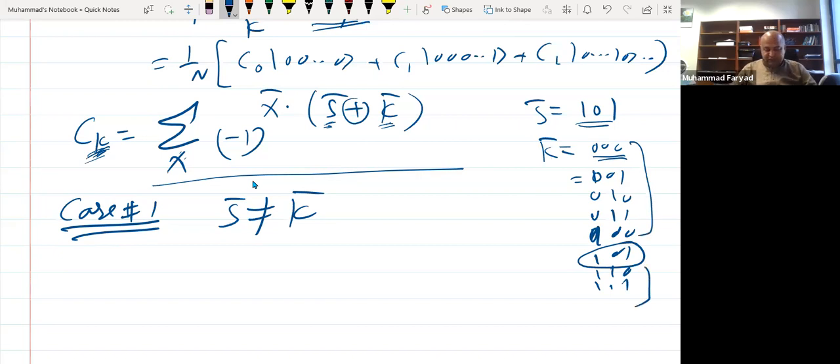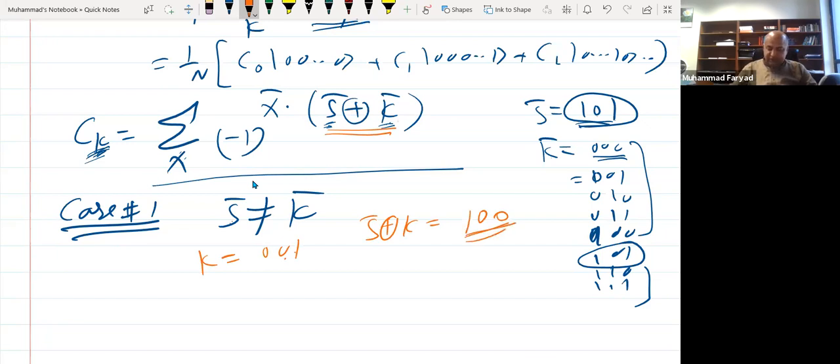So let's first take S different from K, and let me take an example. Suppose S is this, but let's say my K is 001. So what would this sum be? S plus K: 1 plus 1 is 2, and I have to take it modulo 2, so this is 0. 0 plus 0 is 0. 1 plus 0 is 1. Now this sum has become 100.